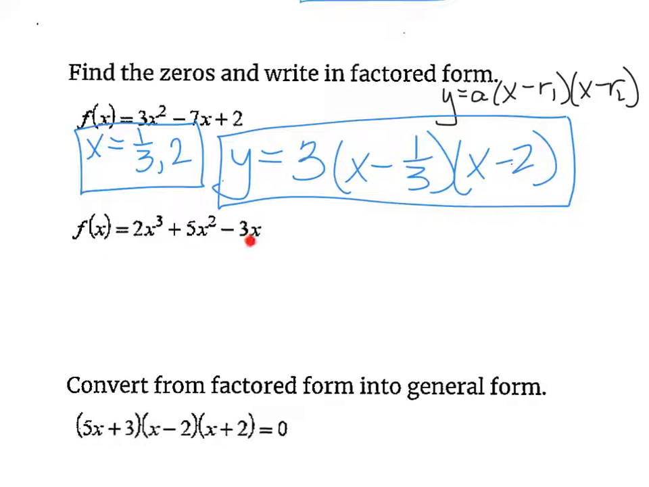Graph that in y1 and find those x-intercepts. Hit pause on the video. You should have found that the x-intercepts are at -3, 0, and 1/2. My a value's 2, and my 3 x-intercepts are -3, 0, and 1/2. Hit pause on the video and write that equation in factored form.